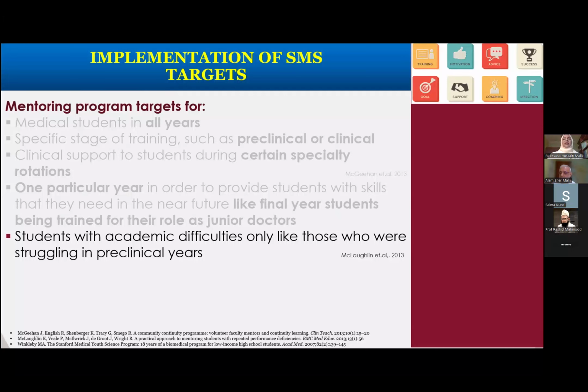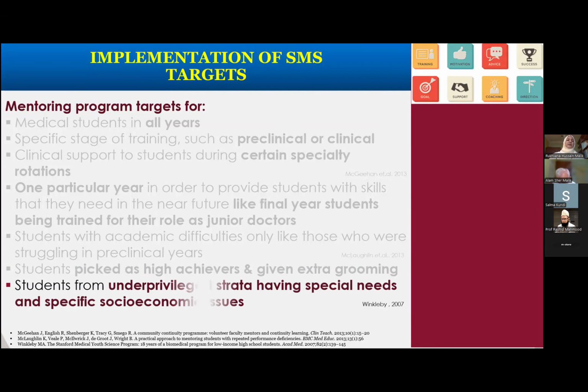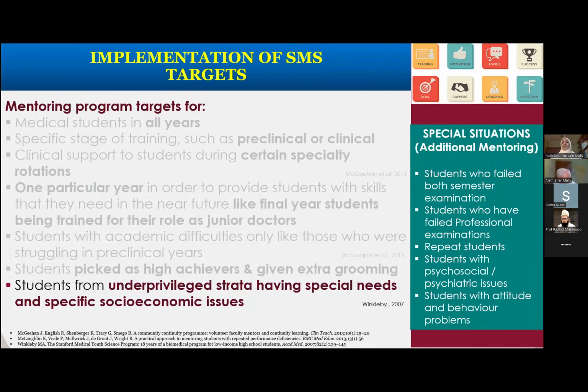Students with academic difficulties, like those who are struggling in the preclinical years, on top of their one mentor, another mentor is assigned to help them in that specific difficulty. Students picked as high achievers are given extra grooming, for example, for getting distinction. They are doing a little bit more, and they're doing some extra classes and extra tutorials. Students from underprivileged strata again are given some special support to help them adjust with the newer environment and newer demands. Additional mentoring is also done for students who failed the fourth semester examination, students who have failed the professional examination, and repeat students who are repeating the class.